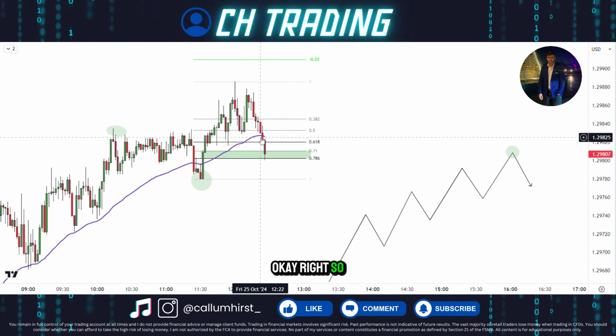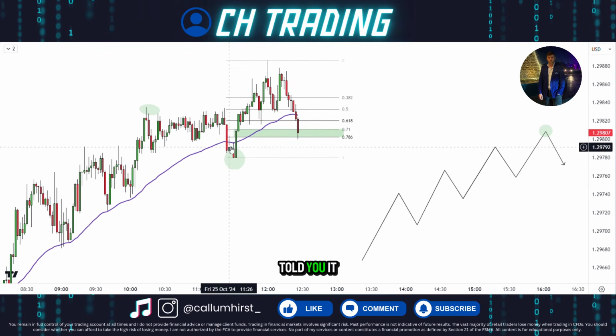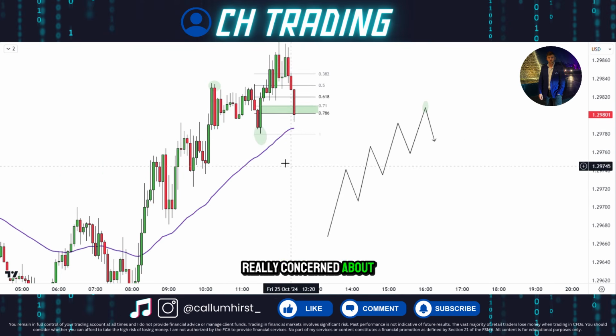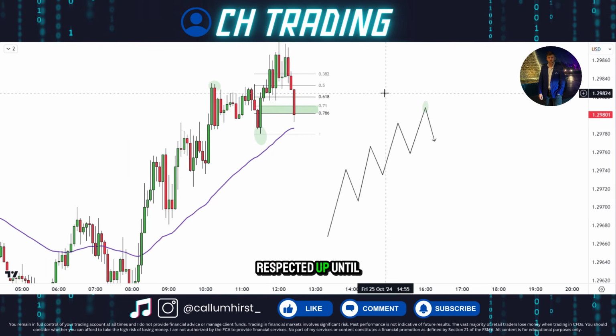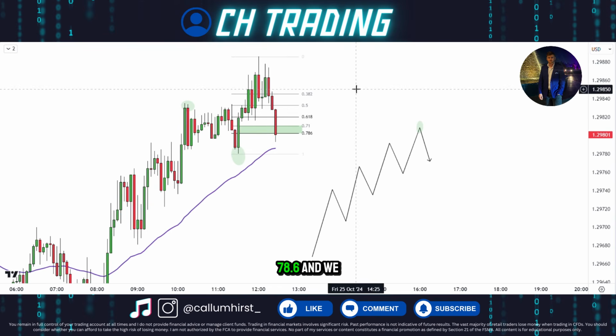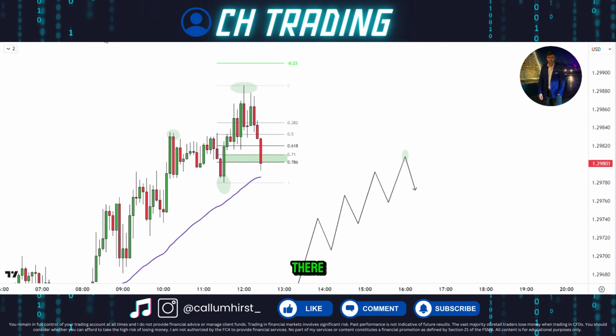Okay, so this EMA has been broken, which is key, but I already told you it was broken here, so I'm really looking for this on the 5 minute now. That's what I'm really concerned about. So the 5 minute looks like it's coming into play here, and it's been respected up until this point. We're entering the zone, 71.78.6, and we look to have our higher high there.